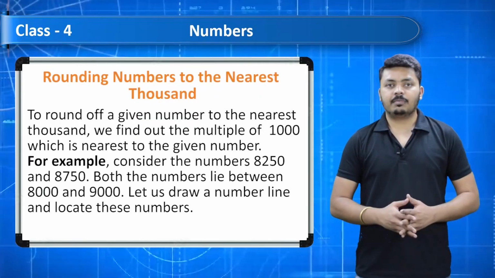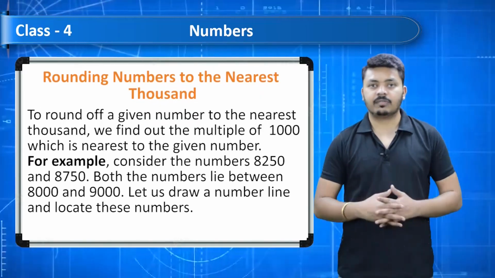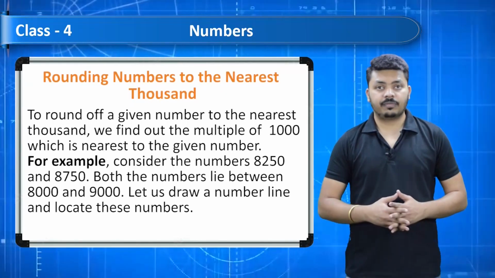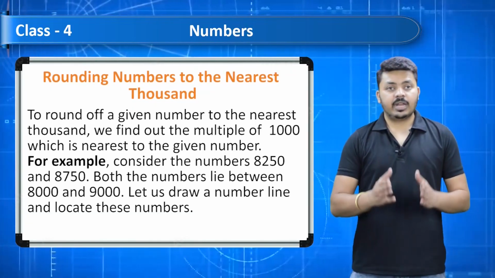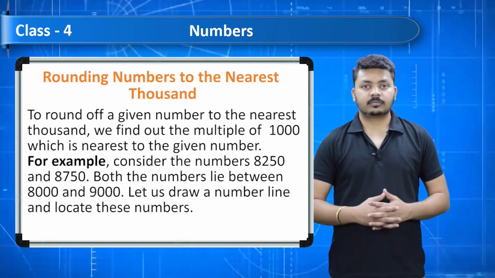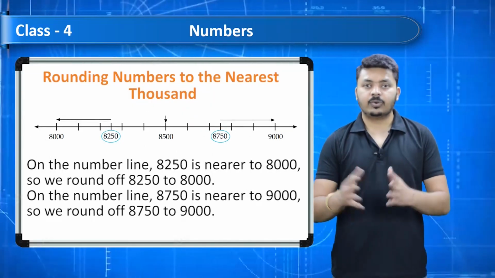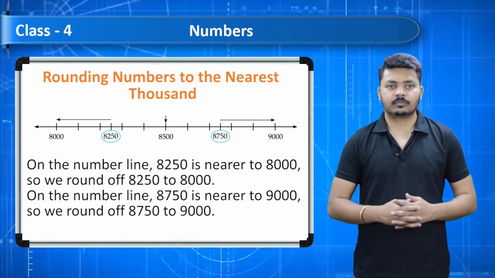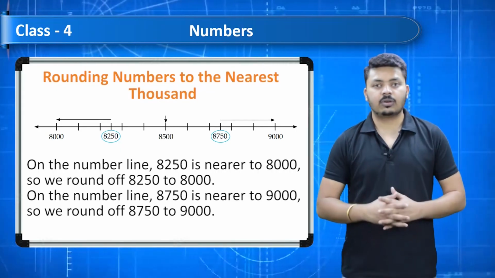To round off a given number to the nearest 1000, we find the multiple of 1000 which is nearest to the given number. For example, consider the numbers 8250 and 8750. Both the numbers lie between 8000 and 9000. Let us draw a number line and locate these numbers. On the number line, 8250 is nearer to 8000, so we round off 8250 to 8000. On the number line, 8750 is nearer to 9000.